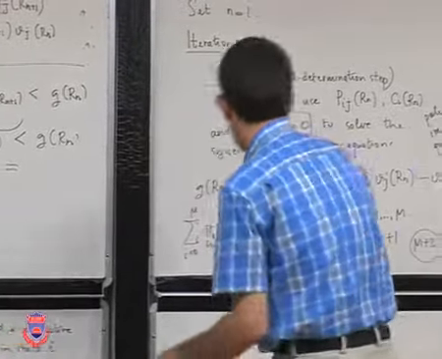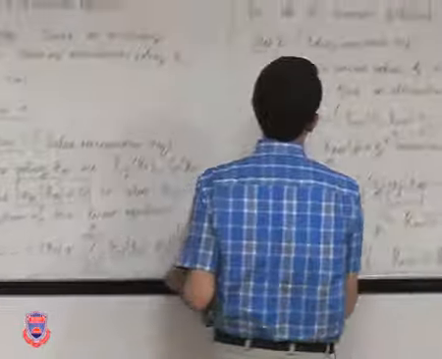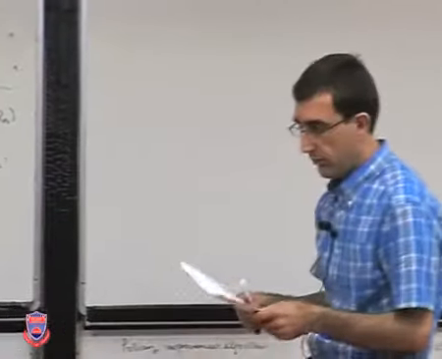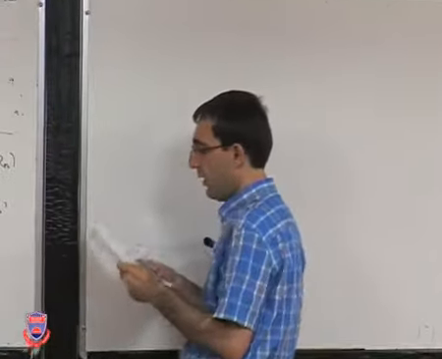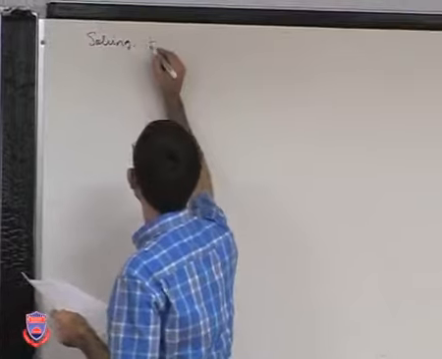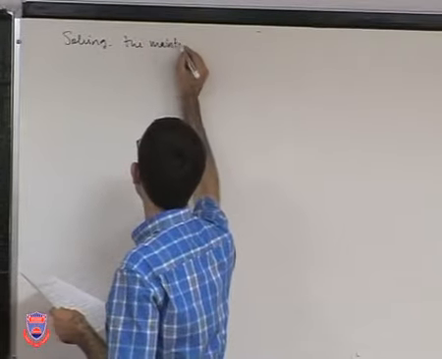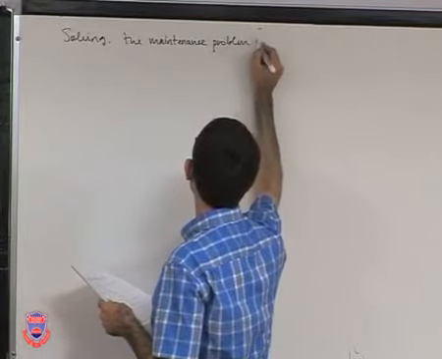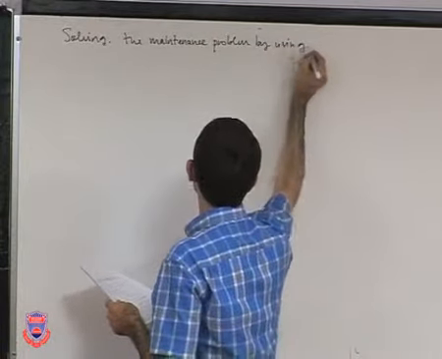Okay, you remember this maintenance problem that we discussed while we were talking about the linear programming formulation for the same problem. Why don't we look at the same problem and now try to solve it by using the policy improvement algorithm? So let's try to solve the maintenance problem by using the policy improvement algorithm.